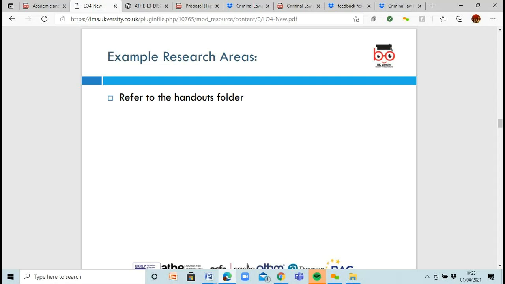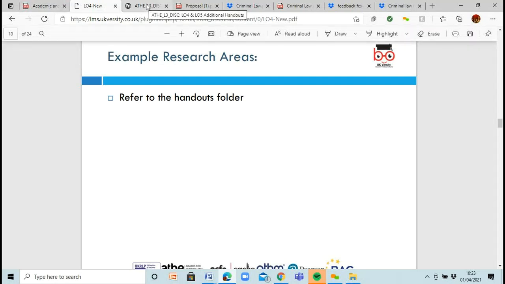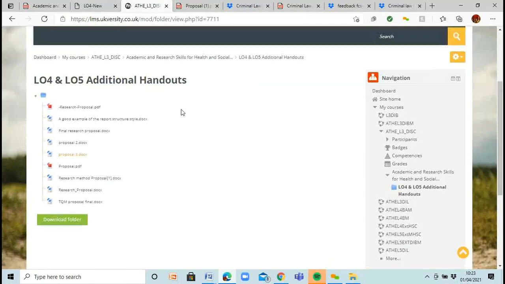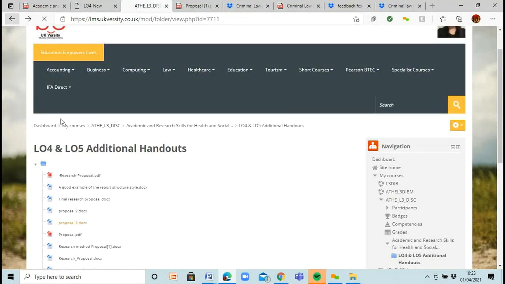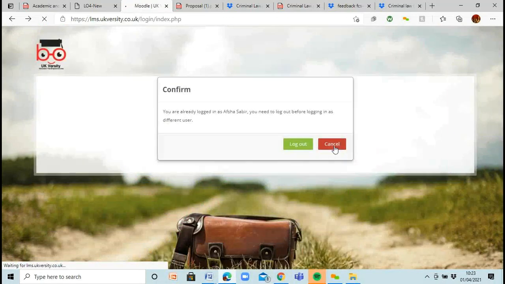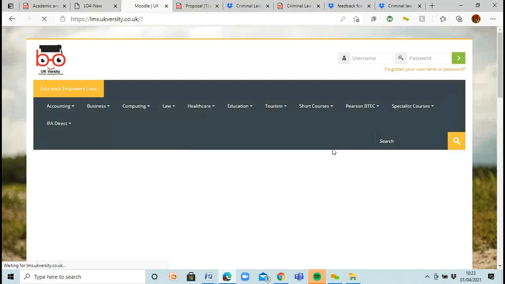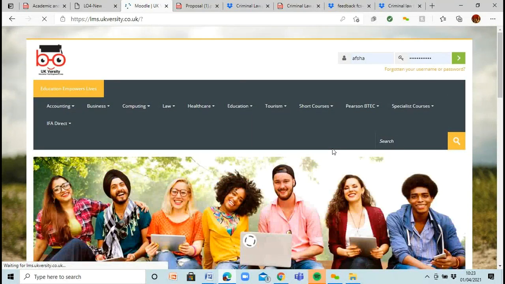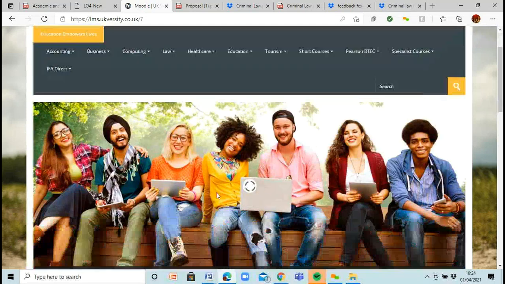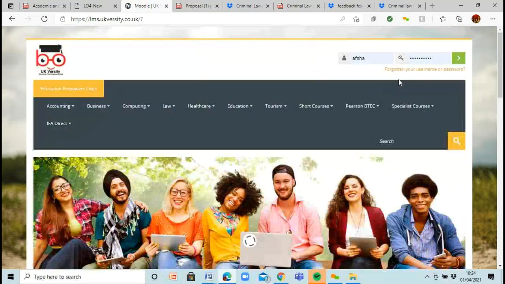And then we're going to look at some example research areas. Now, if you go on to Moodle, let me show you exactly where this is. Let's scroll back. No, it's logged me out. Just one moment, please.